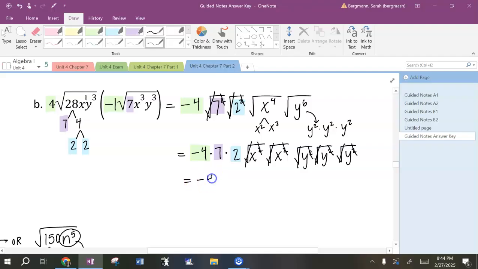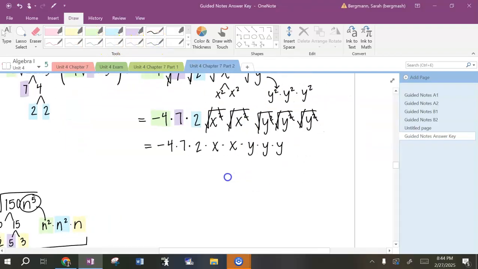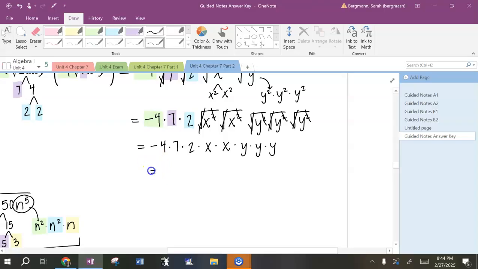So I end up with negative 4 times 7 times 2 times x times y times y times y. Now I just multiply these back together. Negative 4 times 7 is negative 28. And then negative 28 times 2, that's going to be negative 56. X times x is going to be x squared. Y times y times y is going to be y cubed.